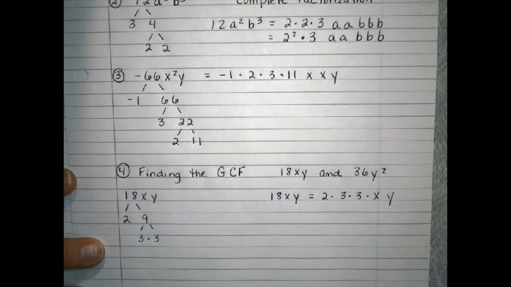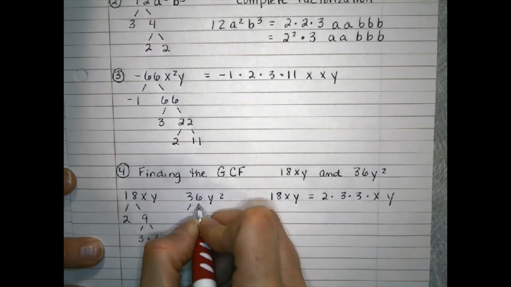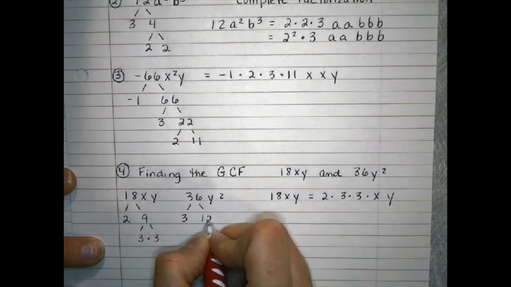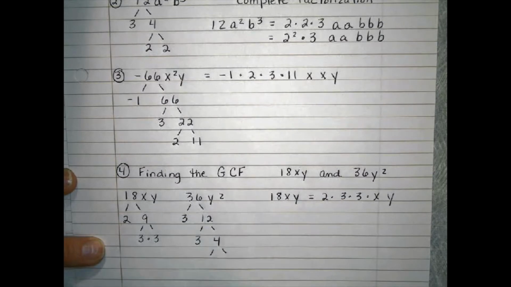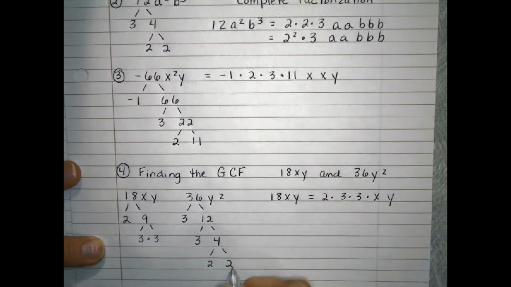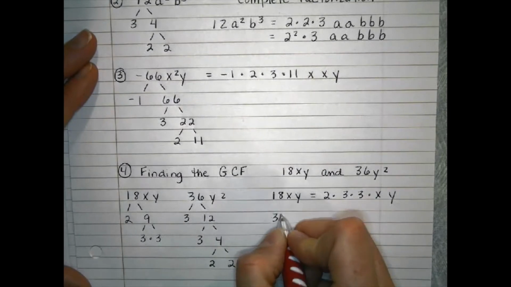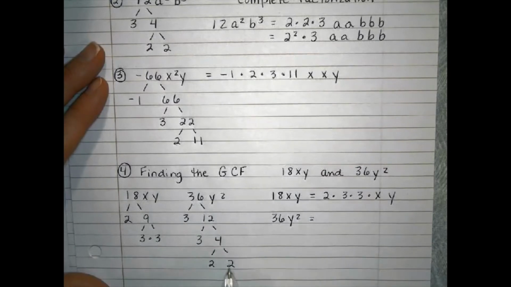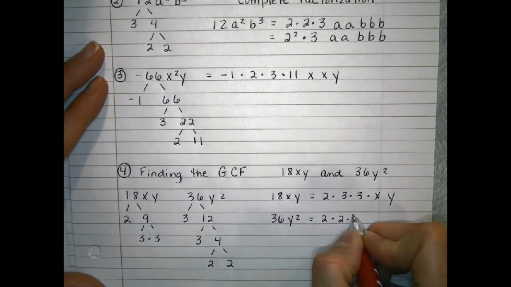36y squared can be broken down so that 36 is equal to 3 times 12. 12 is 3 times 4, and again, 4 can be broken down to 2 times 2. So, for 36y squared, I have the factors 2, 2, 3, and 3. So 2 times 2 times 3 times 3, and I have 2 y's.